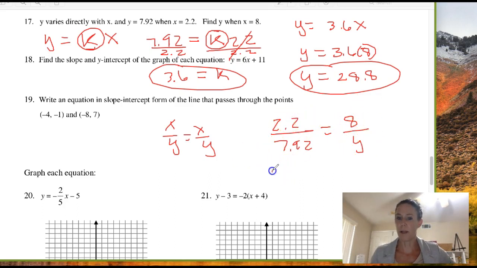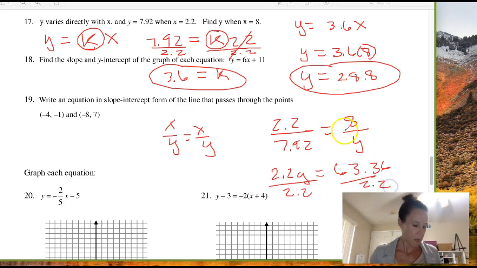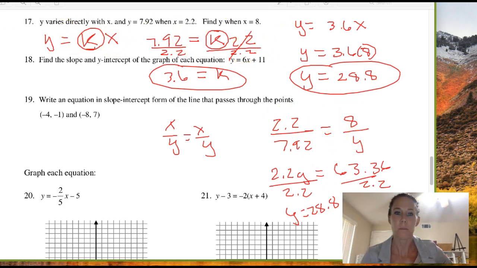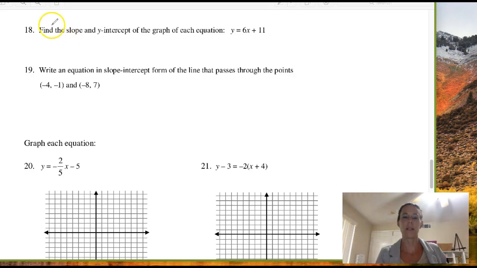You would do y times 2.2 equals 8 times 7.92. 8 times 7.92 is 63.36, and then you would divide both sides by 2.2. And then if I divide both sides by 2.2, I'm going to get the same answer, y equals 28.8. So if you want to set it up like ratios, or if you just want to solve for k, either way works. All right, 18, find the slope and y-intercept of the graph of each equation.